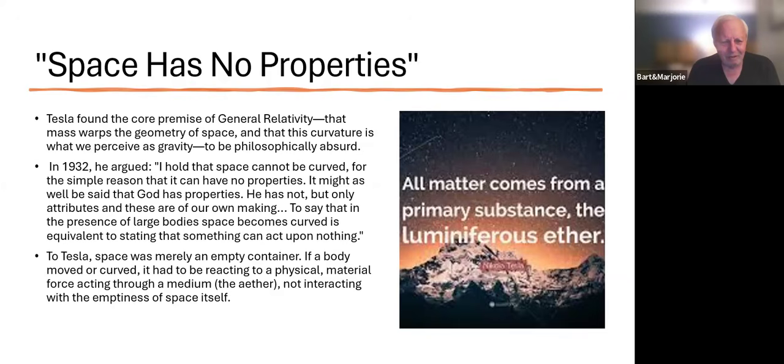"I hold that space cannot be curved for the simple reason that it can have no properties. It might as well be said that God has properties. He has not, but only attributes. And these are of our own making. To say that in the presence of large bodies space becomes curved is equivalent to stating that something can act upon nothing." So for Tesla, space was merely an empty container or an arena, and if a body moved or curved, it had to be reacting to a physical material force through the medium, the ether, not interacting with the emptiness of space itself.